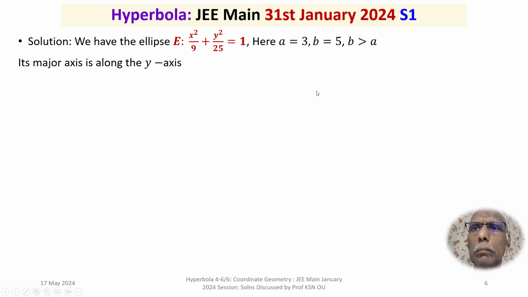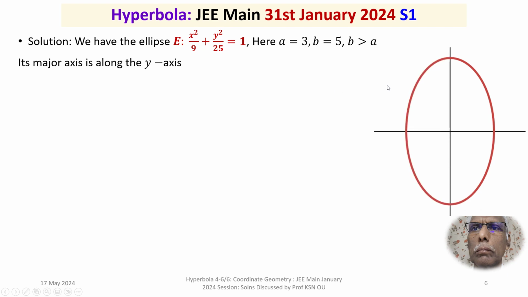So that means its major axis is along the y axis. How will this look? So this is the one. The major axis is along the y axis, and b greater than a, right? And the eccentricity of the ellipse is equal to under the square root of 1 minus a square by b square. This formula is used because b is greater than a. That is equal to under the square root of 1 minus 3 square by 5 square. When simplified, you will get 4 by 5.